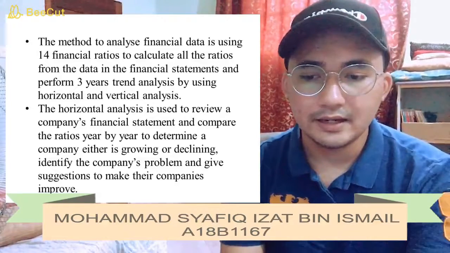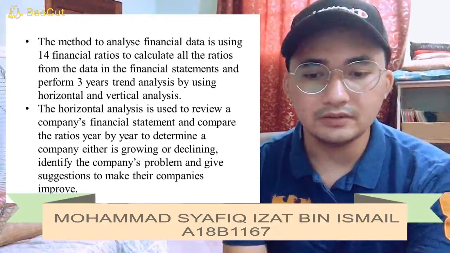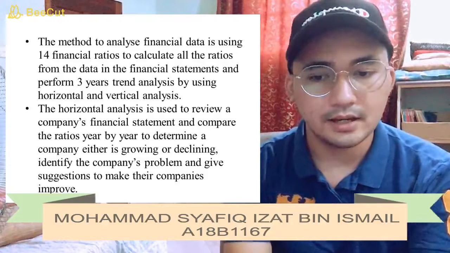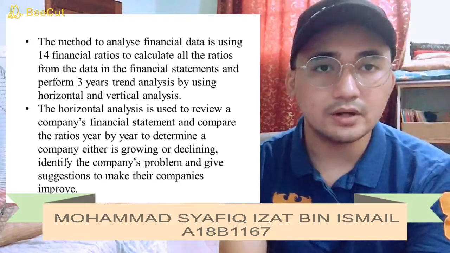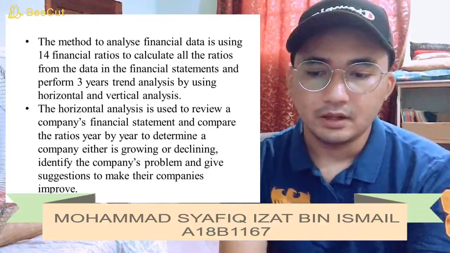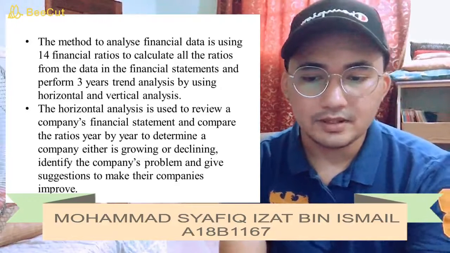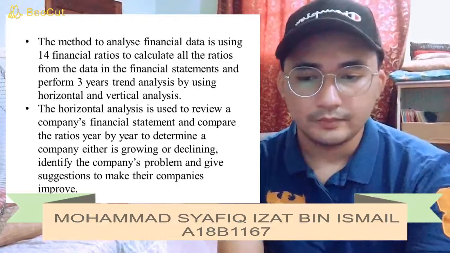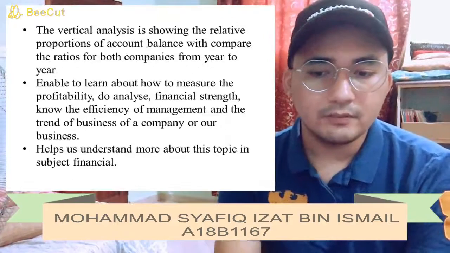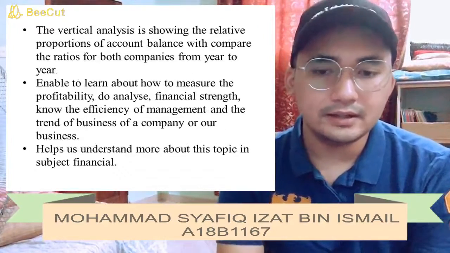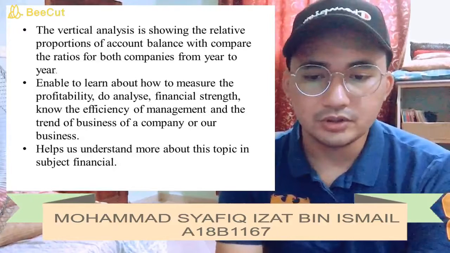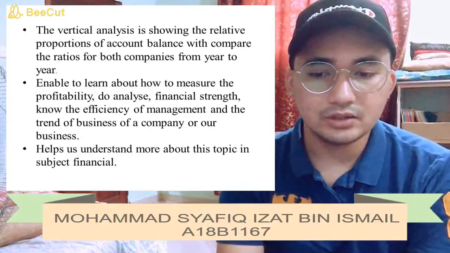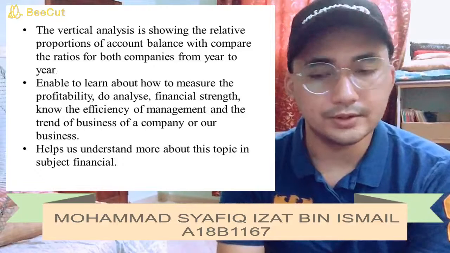The horizontal analysis is used to review a company's financial statement and compare the ratios year by year to determine whether a company is growing or declining, identify the company's problems and give suggestions to help the companies improve. Whereas the vertical analysis shows the relative proportions of account balances, comparing the ratios for both companies from year to year.